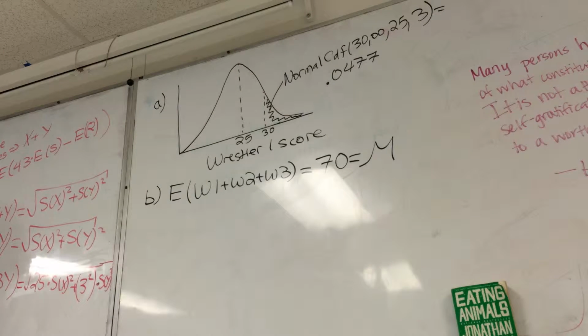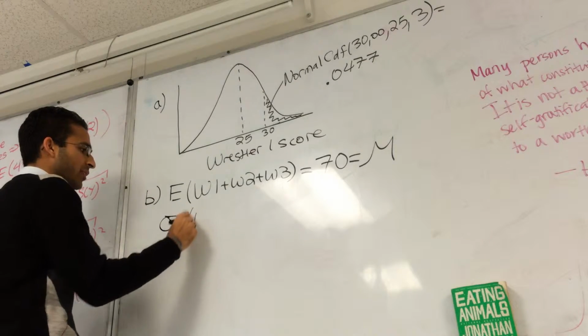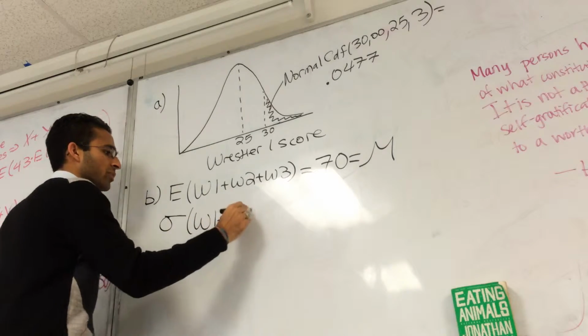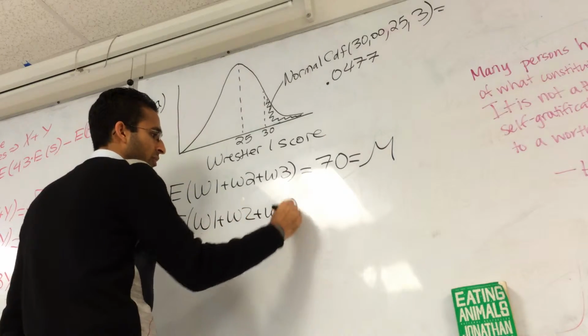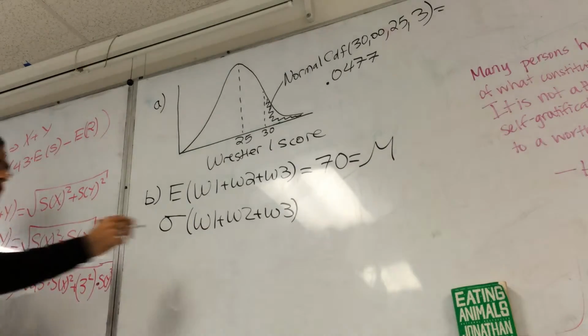Now we need to find the expected standard deviation. What is the standard deviation of the team score? So we need the standard deviation of wrestler 1 plus wrestler 2 plus wrestler 3. Here's the thing, this is why I went over this formula. This is a standard deviation, so we want to do this.